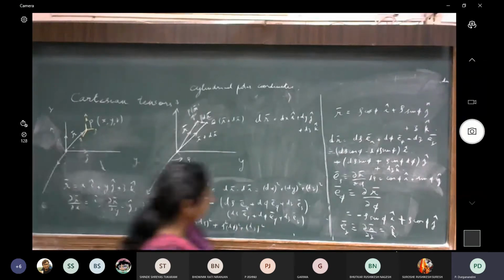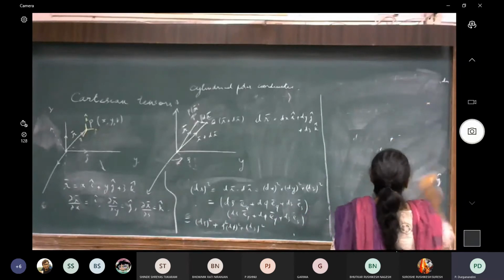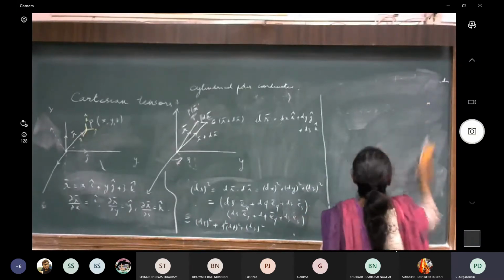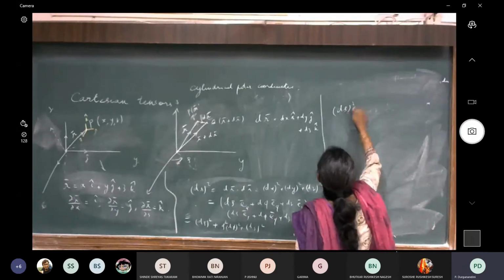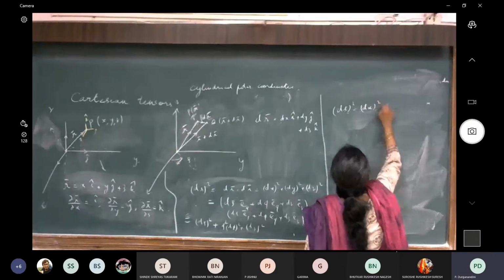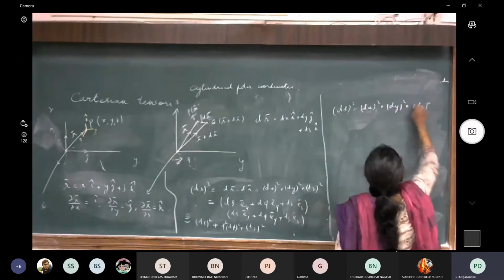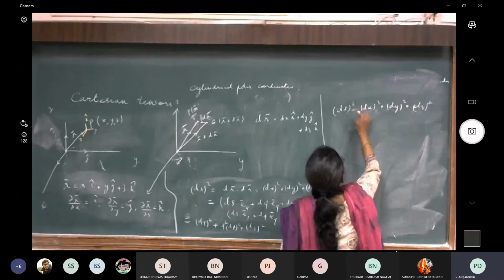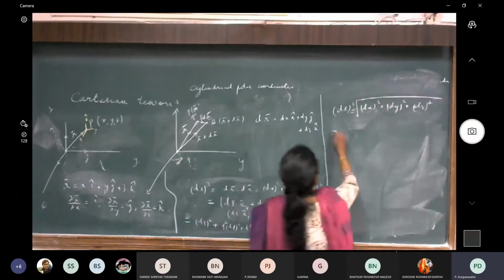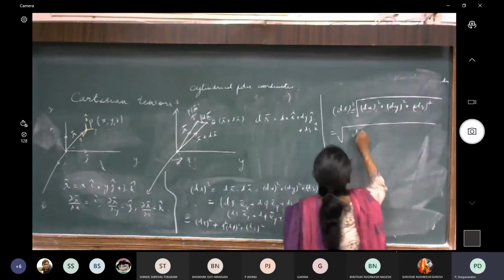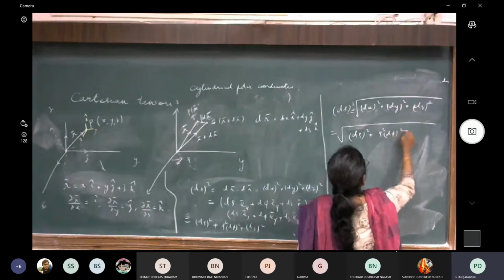So if I look at my Cartesian coordinates, the magnitude of the infinitesimal displacement, what I find is that in the Cartesian system it's simply dx squared plus dy squared plus dz squared. So ds is going to be simply equal to the root of this. On the other hand, if I do this in the cylindrical polar coordinates, what I'm going to get is d rho squared plus rho squared d phi squared plus dz squared.